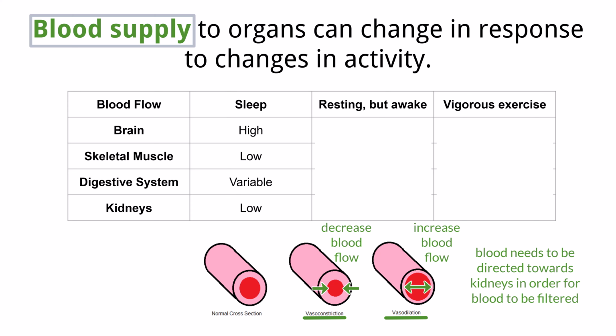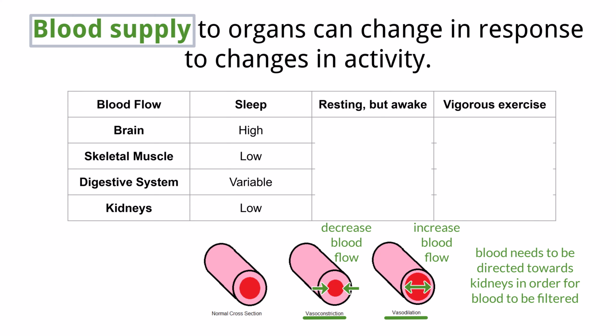Blood flow to skeletal muscles is fairly low since muscles are inactive. Blood flow to the digestive system varies depending on the presence of food in the gut. If food is present, blood flow will increase. If the body is in a period of fasting, blood flow will be reduced. And blood flow to the kidneys is low, avoiding the need for urination throughout the night.